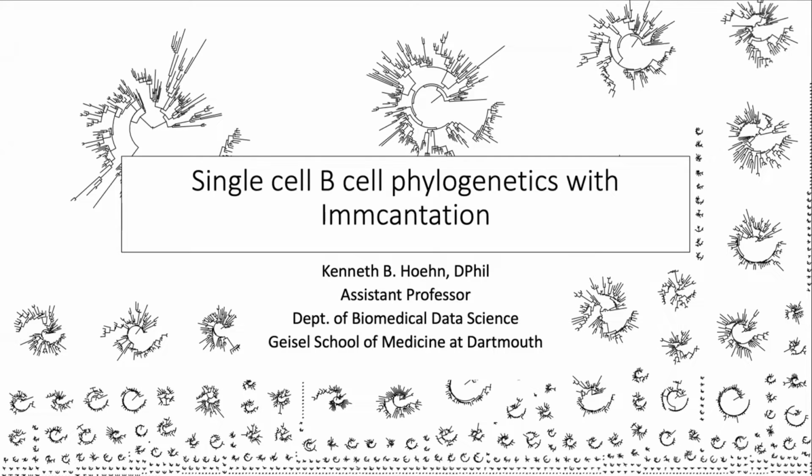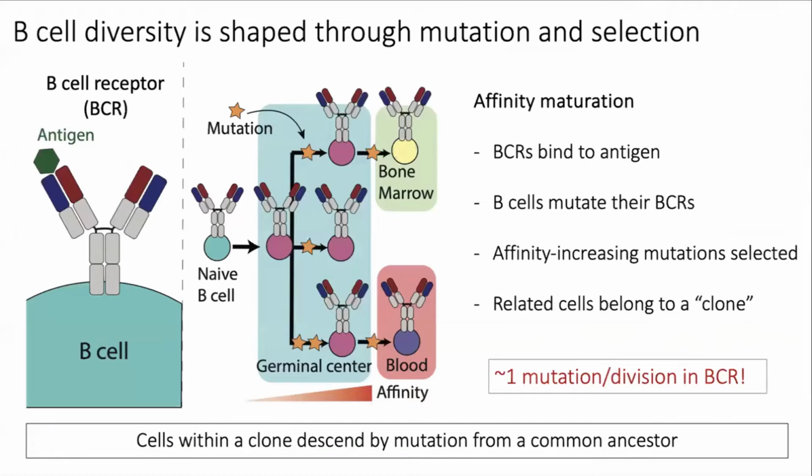So I'm Ken Hoehn. I am an assistant professor in the Department of Biomedical Data Science at Dartmouth. And today I'm going to talk about single B-cell phylogenetics with Immcantation.